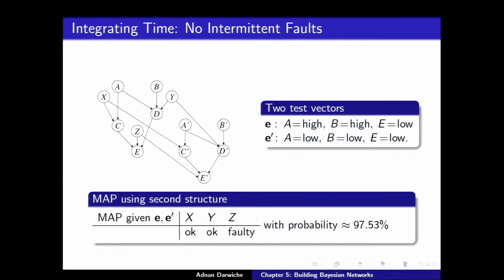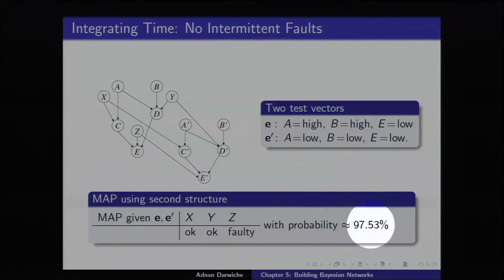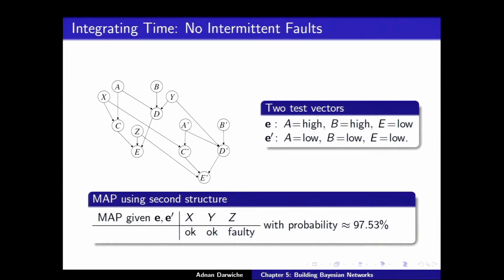But if we go ahead with this model and assert both test vectors, look what happened in this case. We get only one MAP. Given the combination of evidence here, it's Z. Y is no longer a possibility. And in fact, the probability of this particular instantiation is pretty high. It's 97.5%. Right? Now, if you have yet a third test vector, you just have yet another slice. Right? So you have 3 slices.